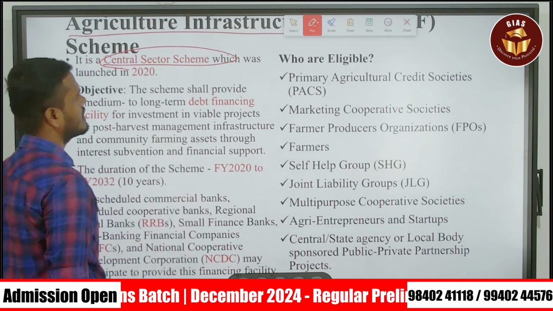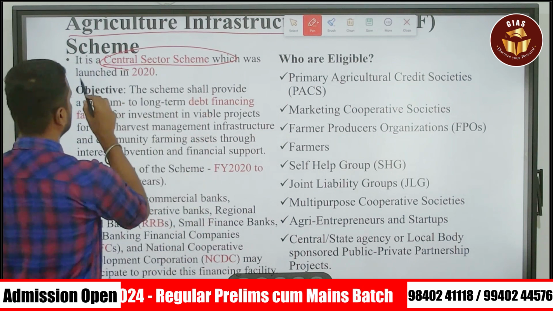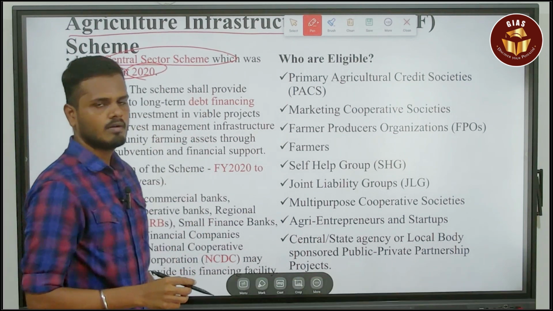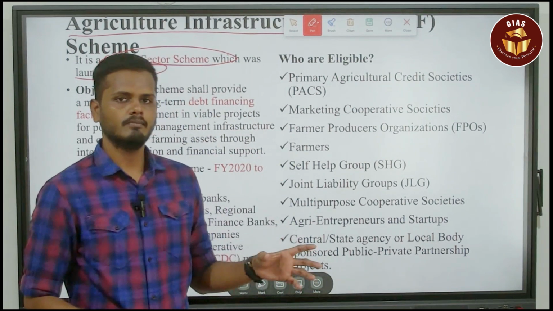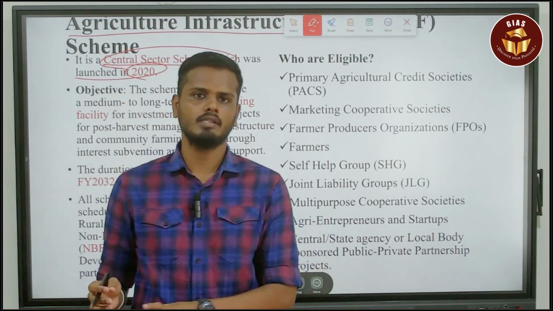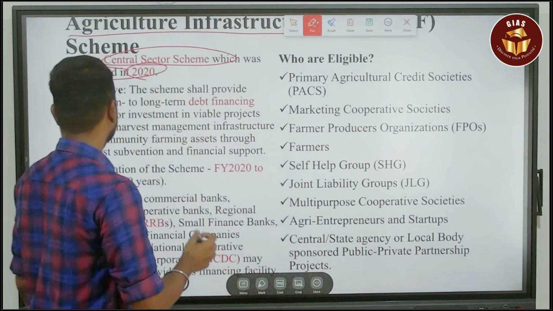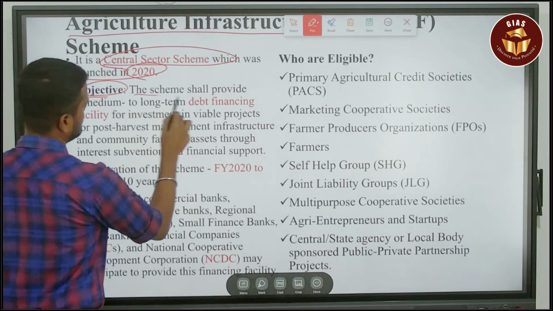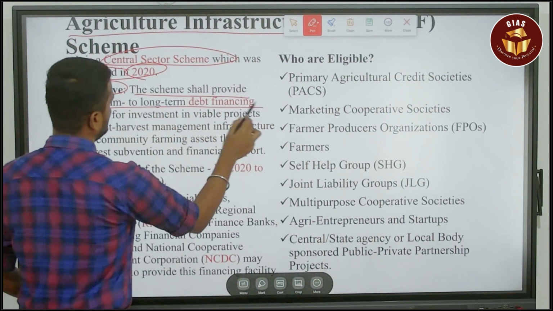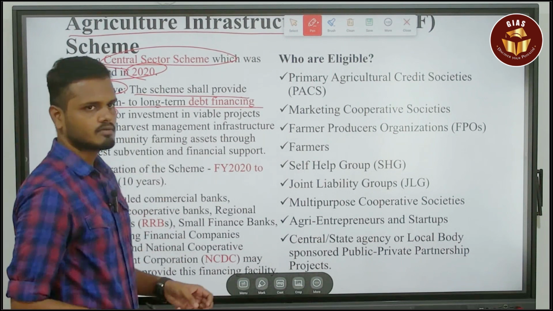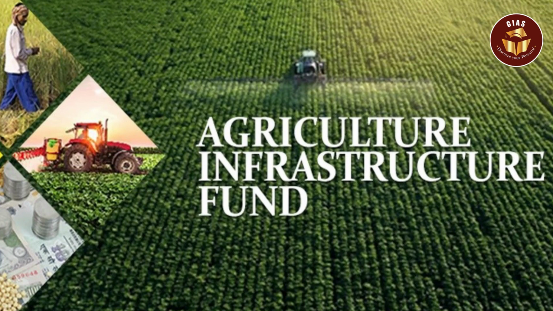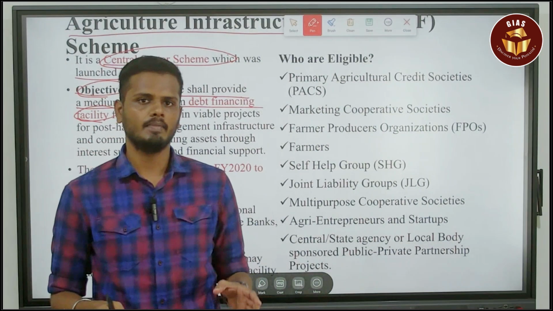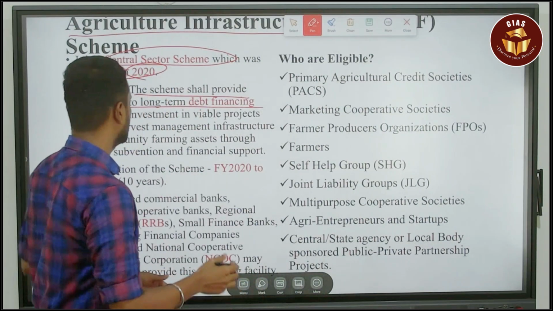It was a central sector scheme which was launched in 2020. It means it was totally funded by the central government. Its objective was that the scheme shall provide a medium to long-term debt financing facility. So basically, the Agriculture Infrastructure Fund scheme was a debt financing facility under the Union government.